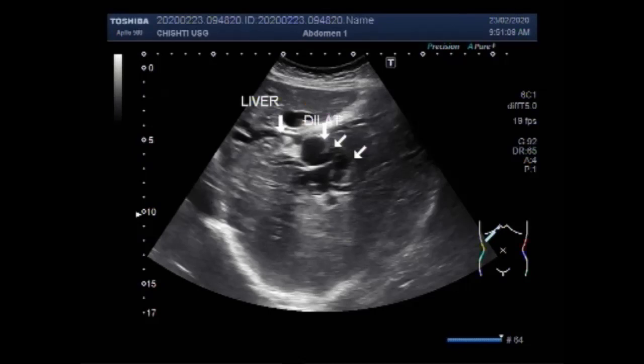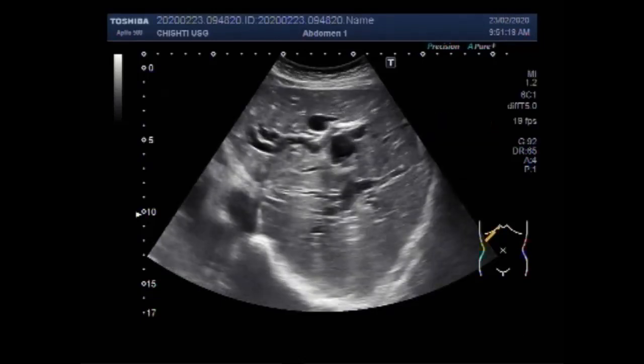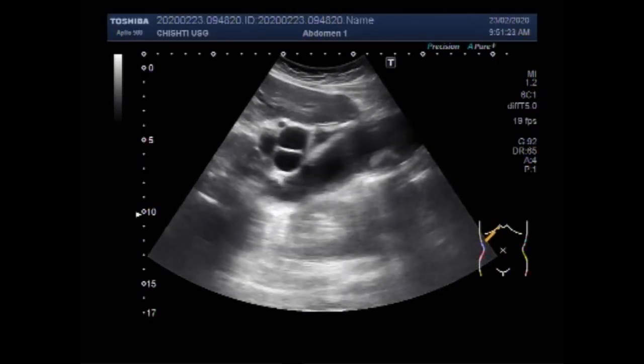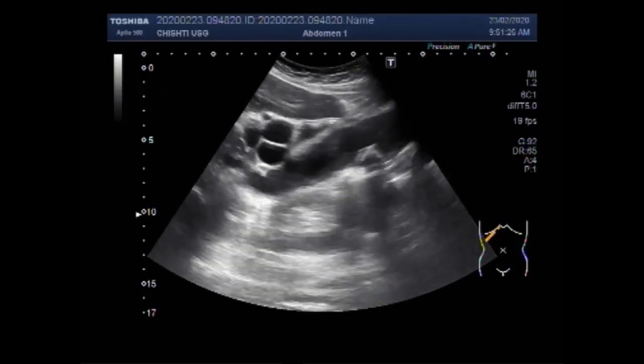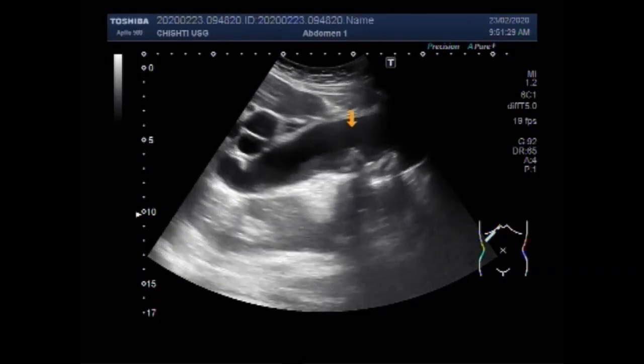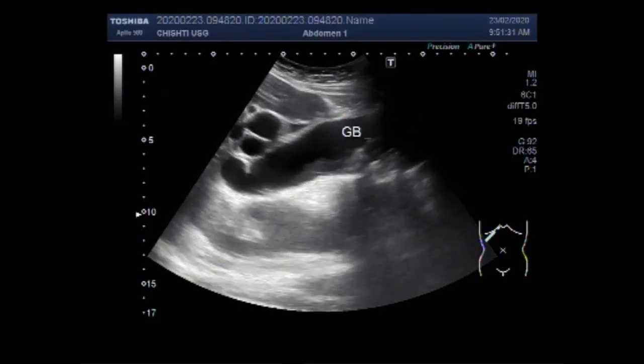Now you can see the liver and the dilated biliary channels. You can see the biliary channels are dilated and multiple stones are seen in the body of the gallbladder.